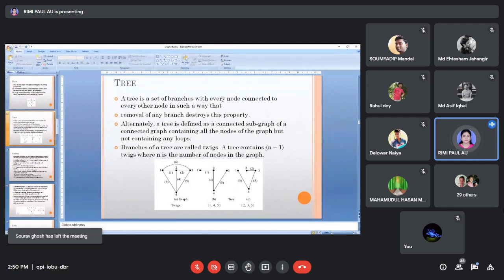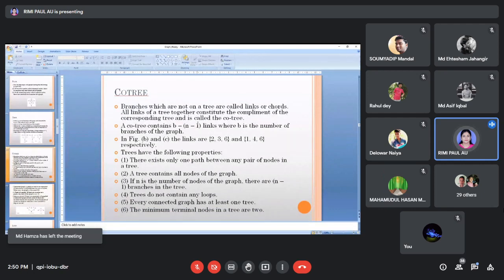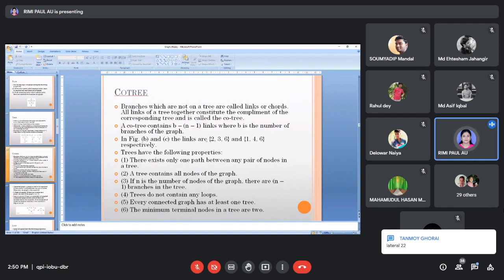Right? So n minus 1 is 3, and if we subtract n minus 1 from the total branches b, then we get the co-tree. So in the figure we have already seen that 2, 3, 6 and 1, 4, 6 are co-trees.